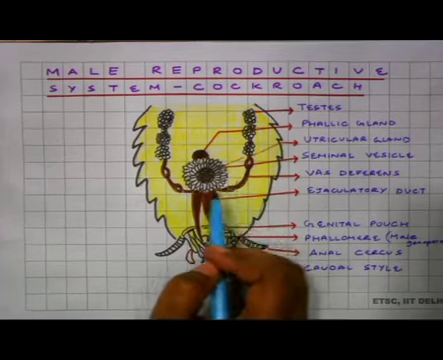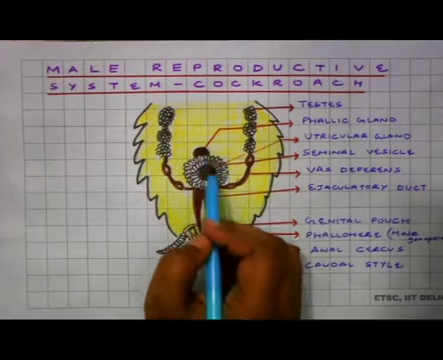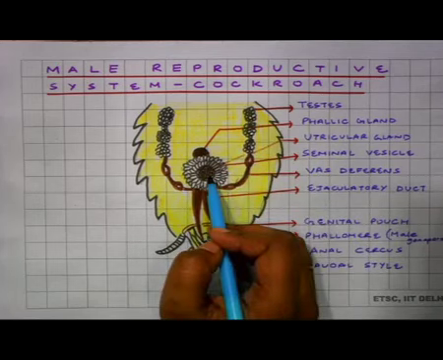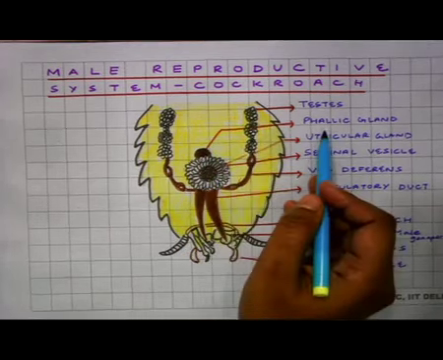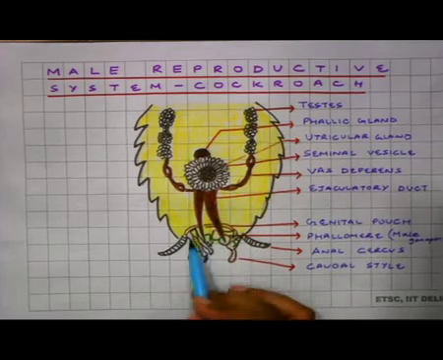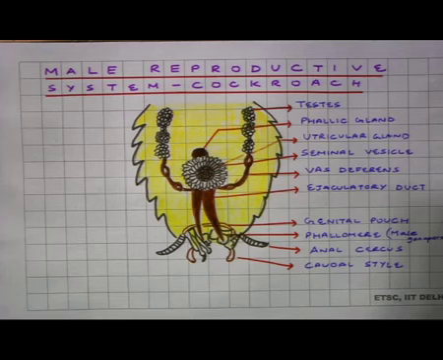And here you can see the glands. Two types of glands are present, the utricular gland, which is mushroom shaped, and a phallic gland. Then there is the ejaculatory duct and the genital pouch. So, let us explore more about it.